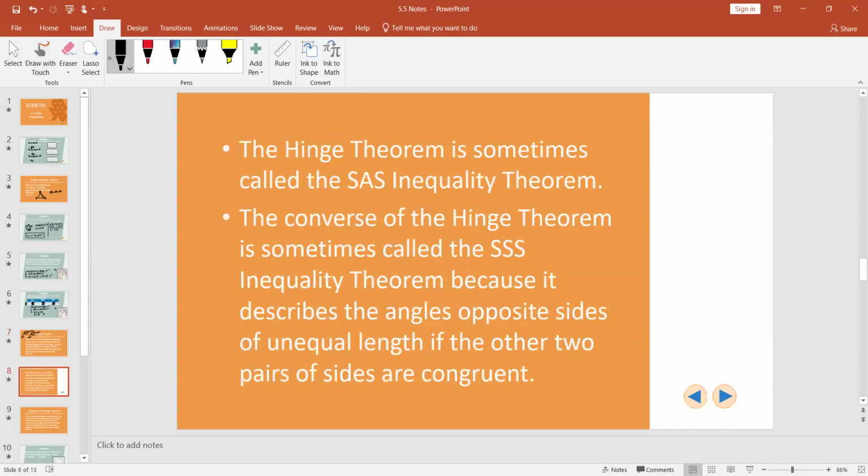All right, the hinge theorem is sometimes called the side angle side inequality theorem because the side angle side congruence is used to prove the hinge theorem. The converse of the hinge theorem is sometimes called the side inequality because it describes the angles opposite sides of unequal length to the two pairs of sides that are congruent.